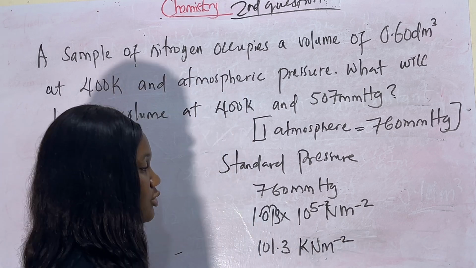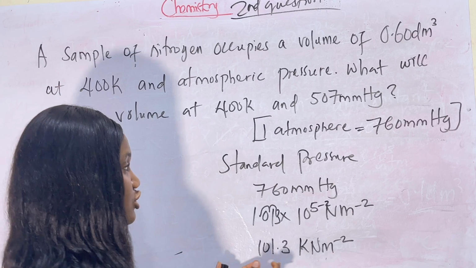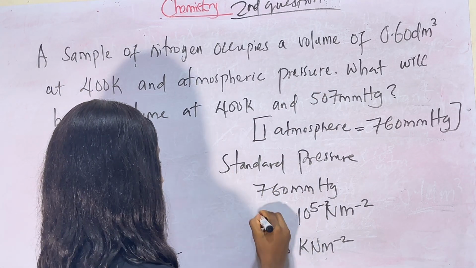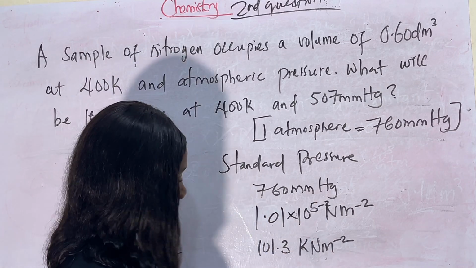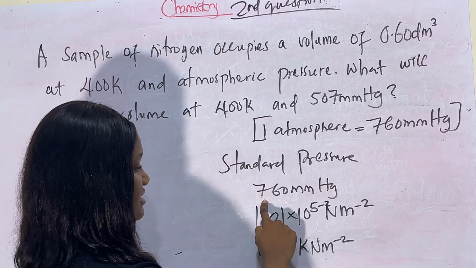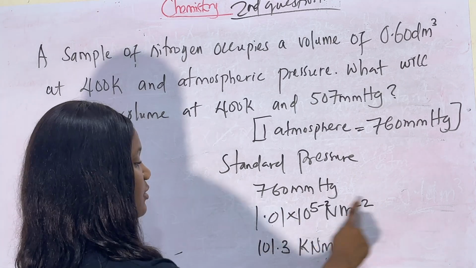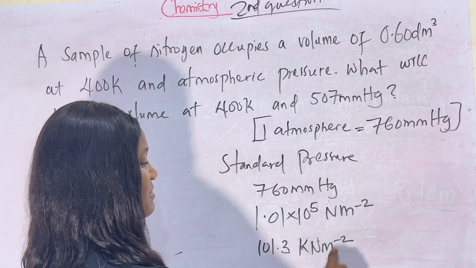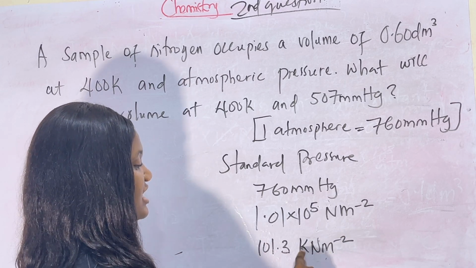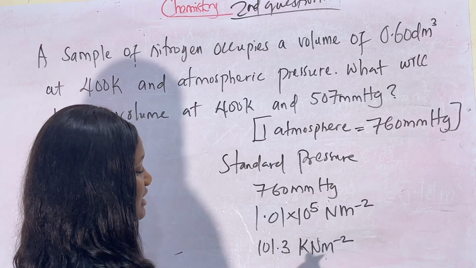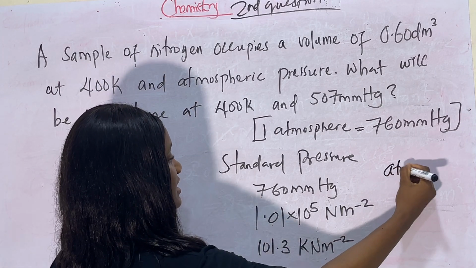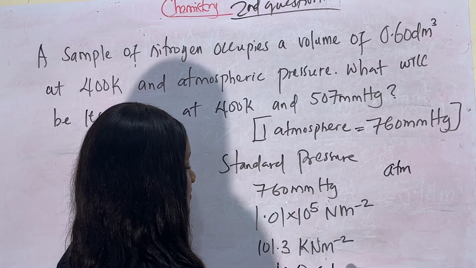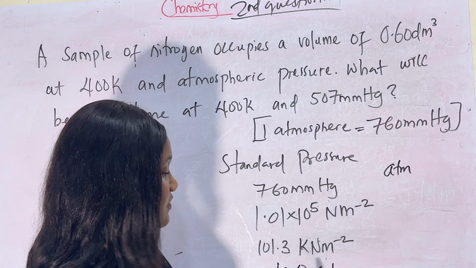Now this is the third way you represent your pressure. This is the pressure, this is its SI unit. Let's clean this. Now in millimeter mercury we have 760. In Newton per meter square we have 1.01 times 10 raised to the power of 5. In kilonewton per meter square, we have 101.3 kilonewton per meter square. Now, finally, for atmosphere, ATM, this means atmospheric pressure. We have 1.0 ATM.